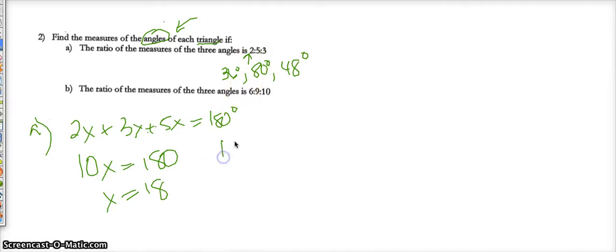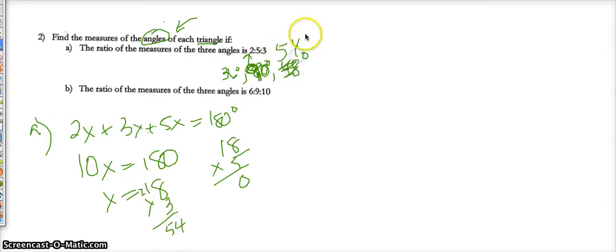Or 5 times, hold on. 18 times 5, I can't do 18 times 5. That's 90. Sorry, that's 90. And then 3 times 18 is 24, carry 54. Sunday morning, guys. So it should make sense that it's 36, 90, and 54. They should all add up to 180. In fact, they do, because 54 plus 36 is 90.